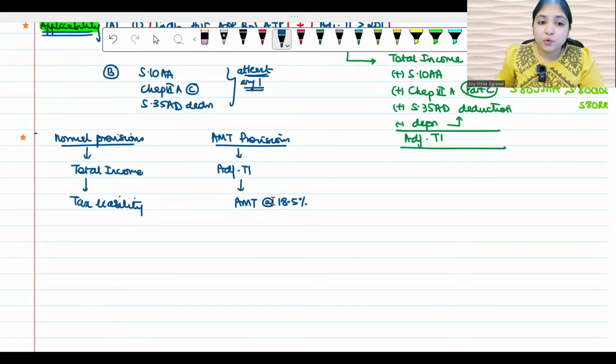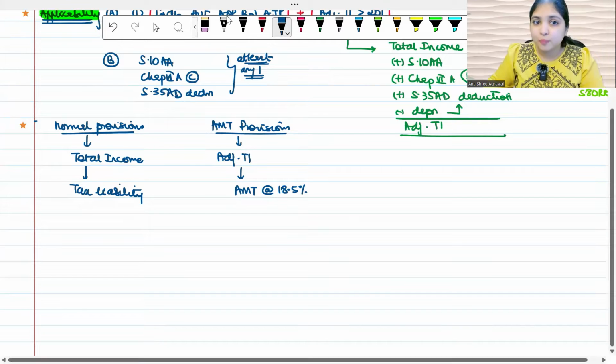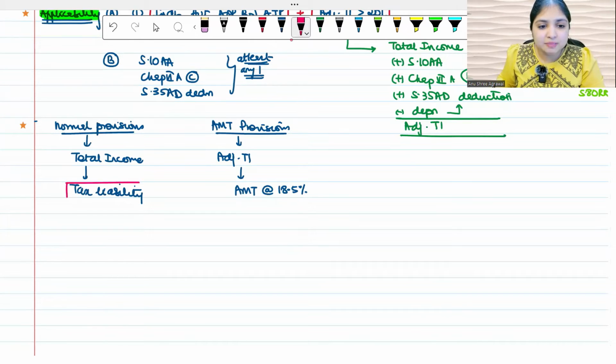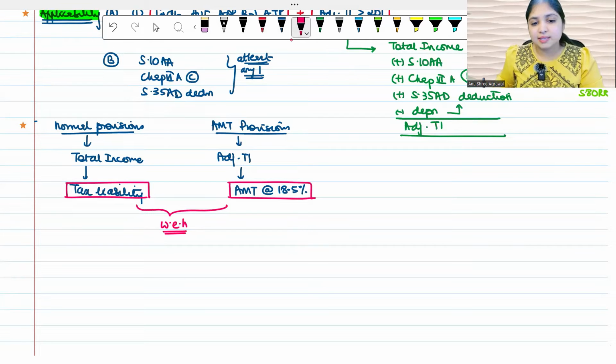All right. So, we have two tax liabilities in our hand now. We have tax liability as per the normal provisions, and we have AMT as per the AMT provisions. Now, out of these two tax liabilities, whichever is higher, the assessee has to pay.